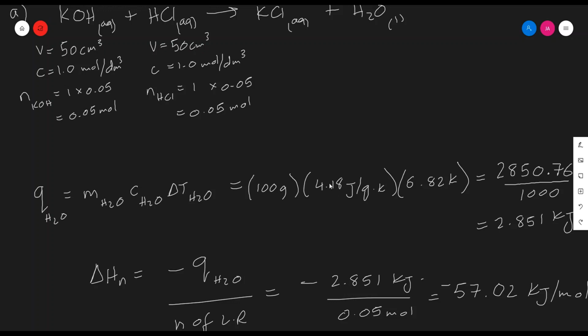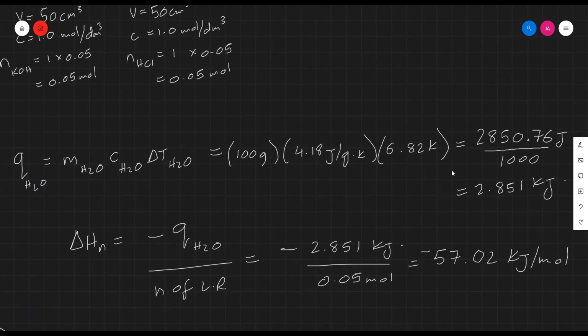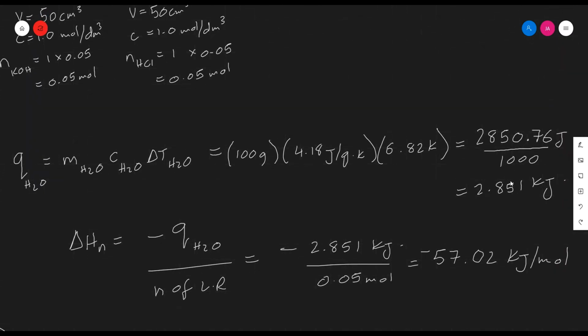Multiplied by the specific heat capacity of water, which is 4.18 joules per gram Kelvin, multiplied by the temperature rise stated in the question, which was 6.82 degrees Celsius, which is the same as Kelvin, because it's a temperature change. The answer would be 2850.76 joules, and we require it in kilojoules. Thus, I divided it by 1,000 to produce 2.851 kilojoules. So this was the amount of heat released to water by reacting 0.05 moles of limiting reagent.